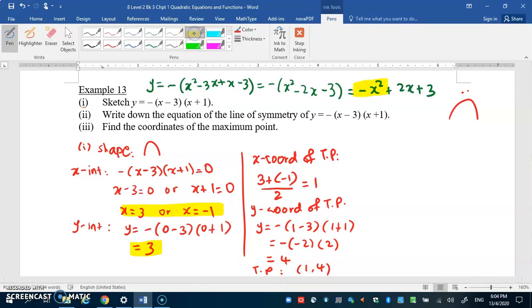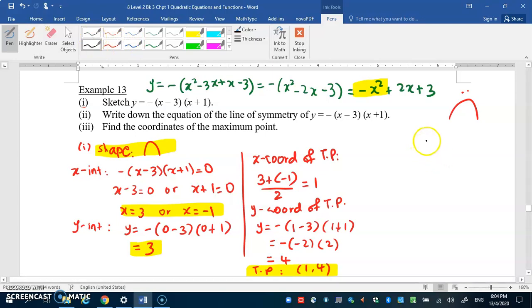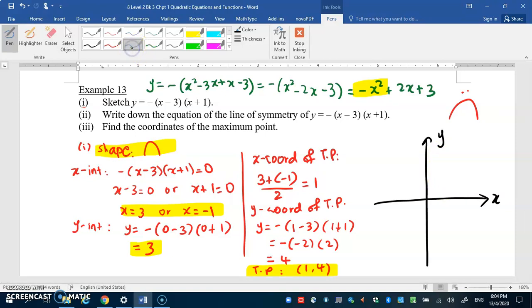Good. I have gotten my shape, my x-intercept, my y-intercept, my turning point. Am I ready to plot? Of course. Sorry, not plot, sketch. So this is my axis, y and x. Okay, and I realize my x-intercepts are at -1 and 3, right? So 1 on the left-hand side, 1 on the right-hand side. My turning point is (1, 4), which means both must be positive. I must turn somewhere over here. Okay. And of course, I must cut at y equals to 3 as well.